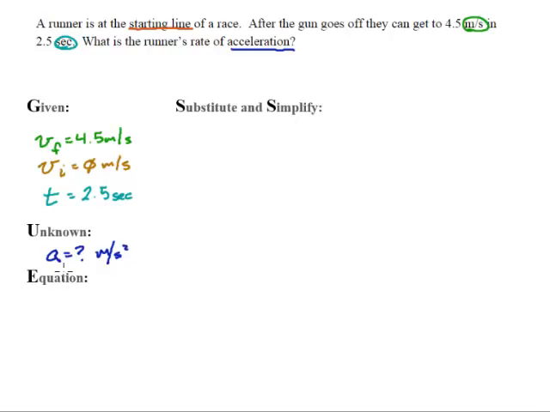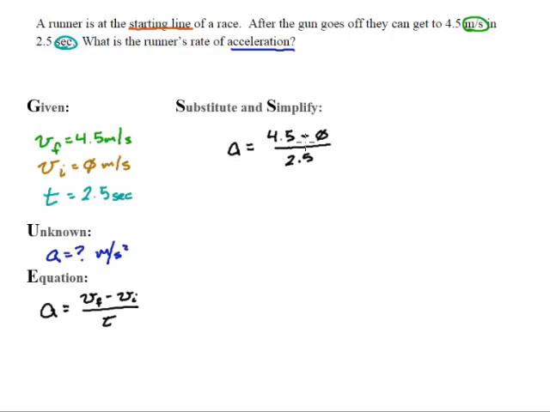At this point, I need an equation that deals with acceleration, time, velocity initial, and velocity final. And if you pay attention to your blue card, I think it says acceleration equals velocity final minus velocity initial divided by time. At this point, I'm just simply going to replace numbers for letters. I don't know what acceleration is. It's my unknown, so I'm going to write it again. Equals. Do I know what velocity final is? Yeah, it's 4.5. I'm going to subtract the value 0 from it. I'm going to divide by the time, which is 2.5.